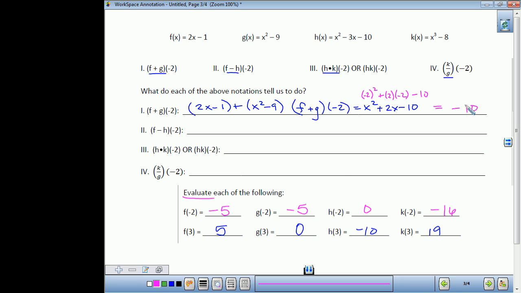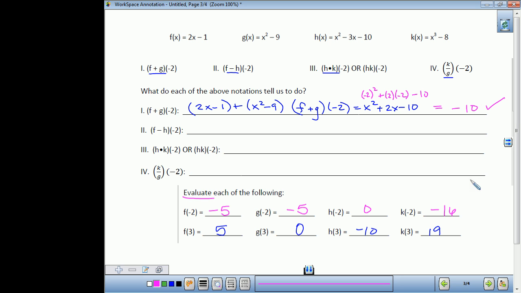Alright, real quick. We just said f of -2 is this, and g of -2 is this. If I added this and this, do I get that? Oh, I do. Okay, let me go back over it.